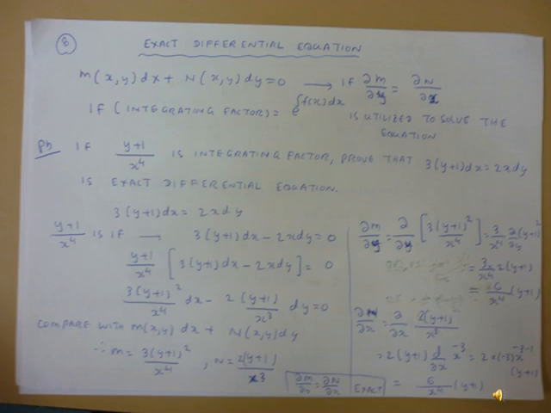The next topic will be the exact differential equation. So the exact differential equation has the general form. The general form for the exact differential equation can be written as a function M of x, y dx plus a function N of x, y dy equal to 0. If you see that kind of format, you can write del M by del y equal to del N by del x.